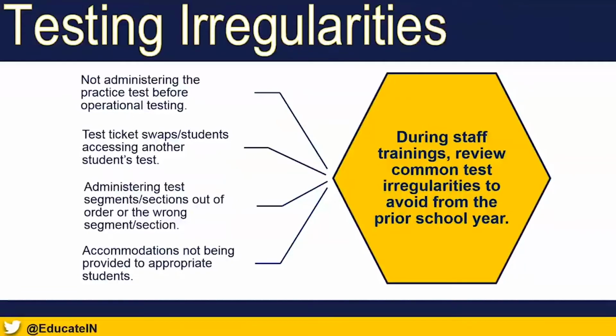Accommodations not being provided to appropriate students. Before testing, TAs should confirm they know which students should receive accommodations and understand how to verify those students receive the appropriate accommodations. Lastly, TAs should contact their STC for guidance on test irregularities as soon as possible, rather than notifying STCs days or weeks after irregularities have occurred. Late notification to the STC and subsequently the IDOE can lead to invalidation that could have been avoided had follow-up been more prompt.